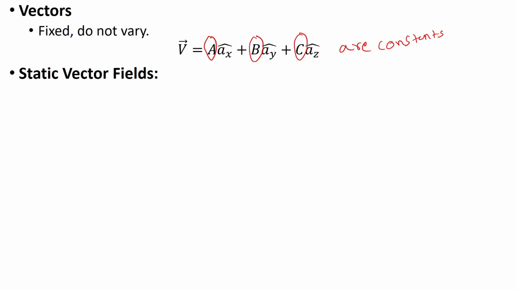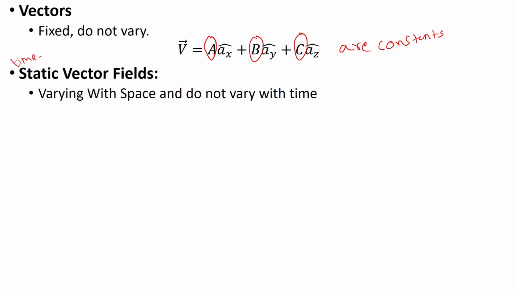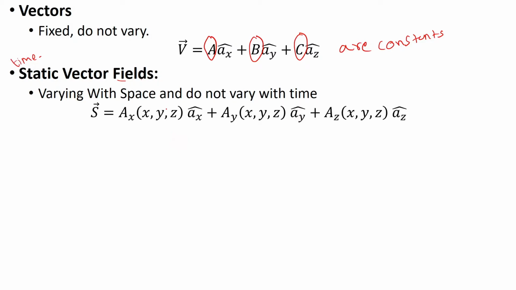Similarly, we have discussed static vector fields. The meaning of static is time static. That is, they do vary with space because they are fields. They do vary with space, but they do not vary with time. We have seen that any static field could be written as a directed sum of three scalar fields, where the directions are along ax cap, ay cap and az cap. And these three scalar fields are independent of each other.